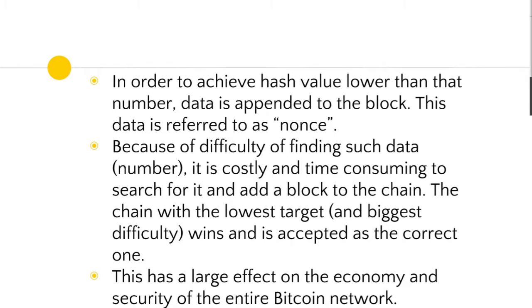In order to achieve a hash value lower than that number, data is appended to the block. This data is referred to as a nonce. Because of the difficulty of finding such data, it is costly and time-consuming to search for it and add a block to the chain. The chain with the lowest target and biggest difficulty wins and is accepted as the correct one. This has a large effect on the economy and security of the entire Bitcoin network.